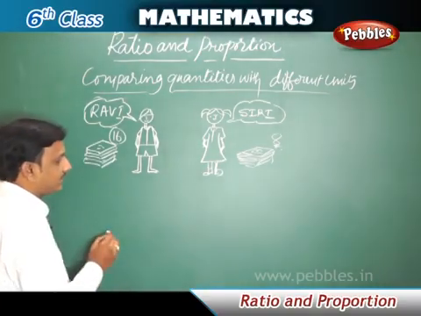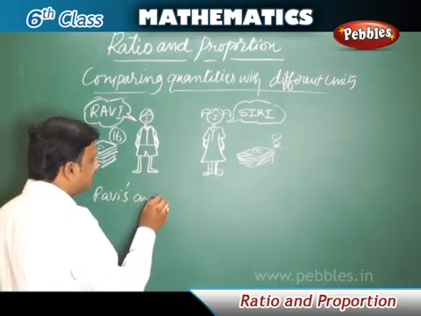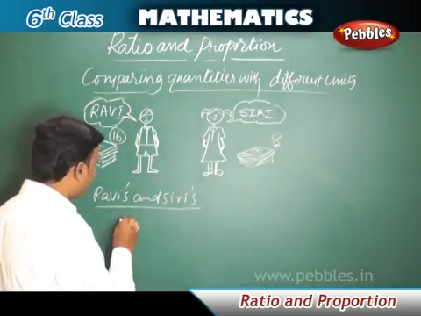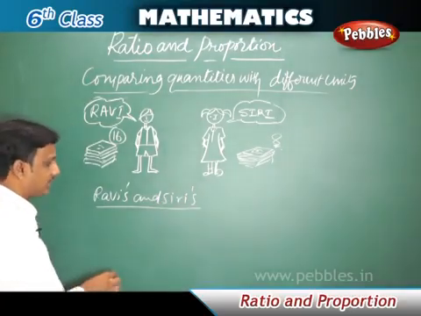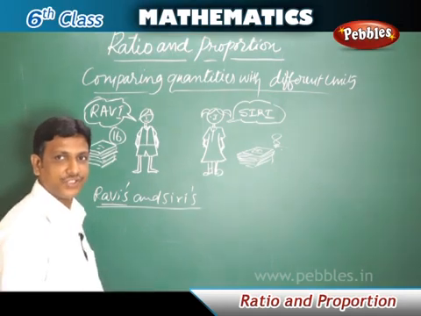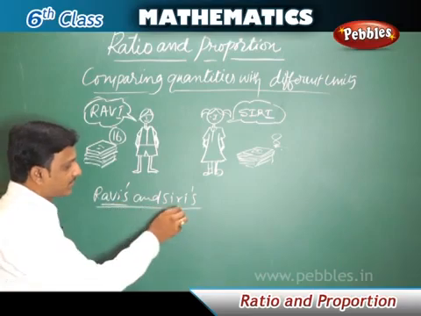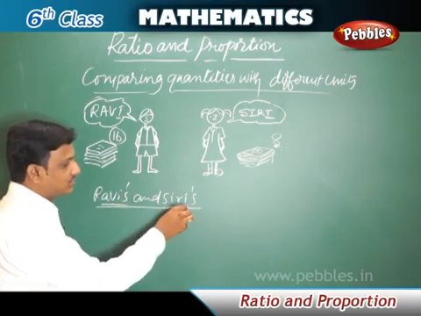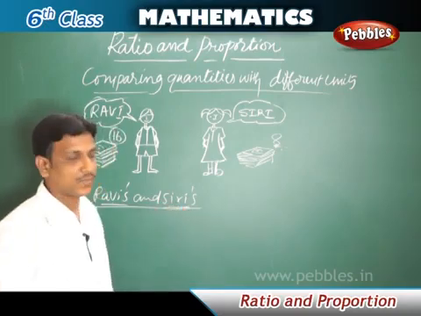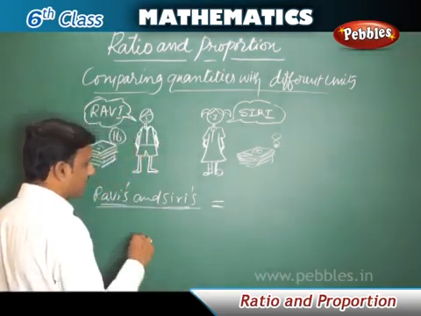If the comparison is between Ravi's and Siri's, here we have to remember the order of comparison. So Ravi's and Siri's, the first one is Ravi. So in our ratio, the first term or antecedent represents Ravi. Here Siri is asked next. So the consequent or the second term in our ratio represents Siri's quantity. So Ravi's and Siri's books ratio.